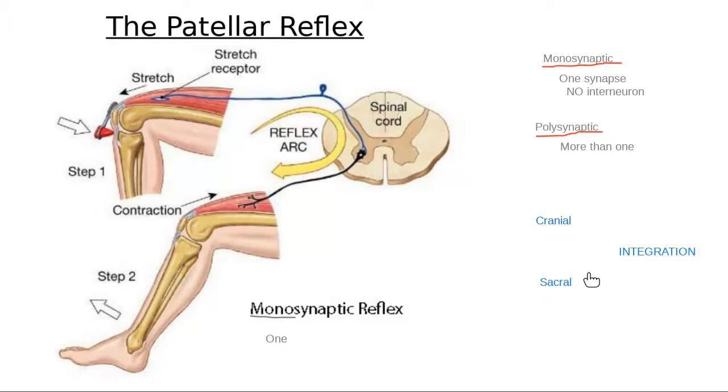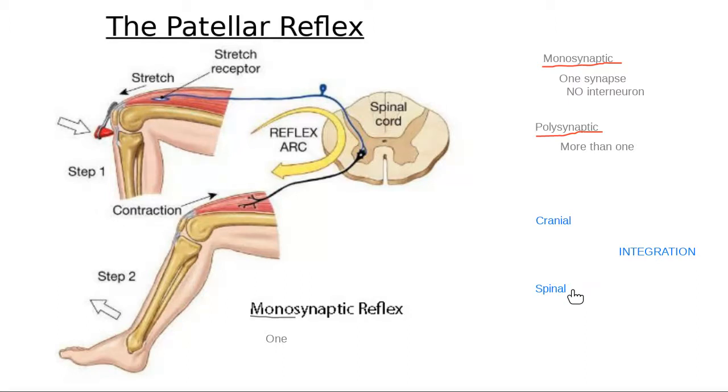Or not sacral. I apologize, Jacqueline. You're totally right. Need more coffee. It's supposed to be cranial or spinal. So sorry. I was kicking into autonomic nervous system stuff that we don't care about. Yeah, that was an oops on Dr. Alice. Cranial or spinal? Cranial or spinal.